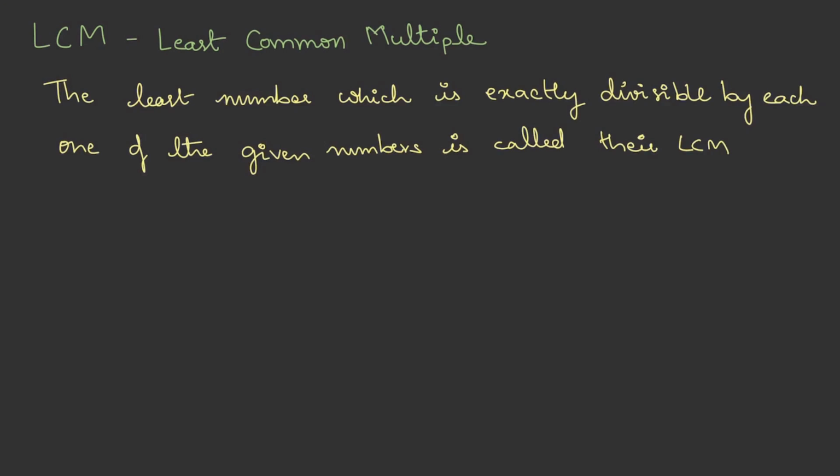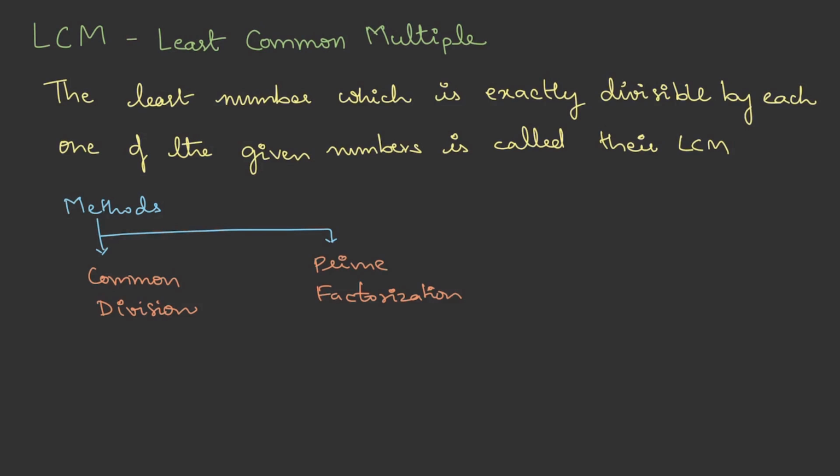In this lecture, I'll be covering the concept on LCM and HCF. LCM. Its full form is least common multiple. It is the least number which is exactly divisible by each one of the given numbers is called their LCM. And there are two methods to find LCM. The first one is common division method and the second one is prime factorization.